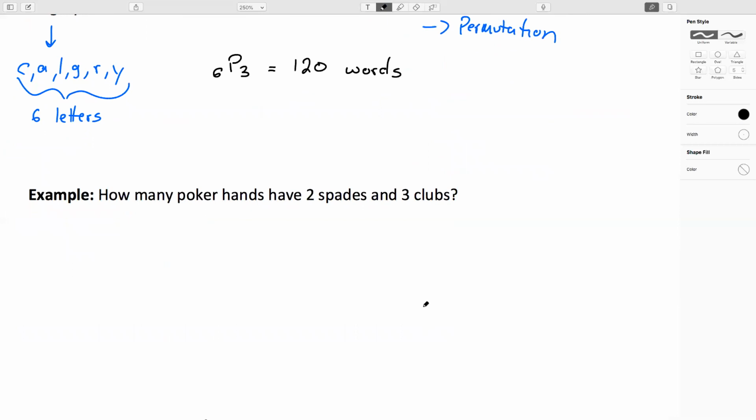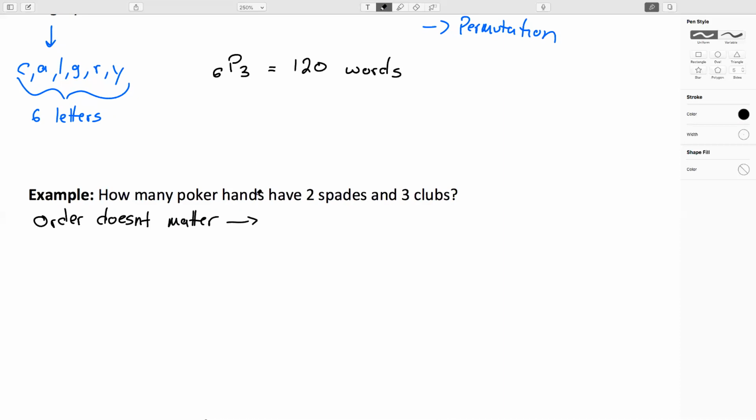All right, one more question. How many poker hands have 2 spades and 3 clubs? Does the fundamental counting principle apply? Yeah, it's an and problem. We're not dealing with or. Second question, does the order matter? Poker hands can be reordered however you see fit. So the order doesn't matter.